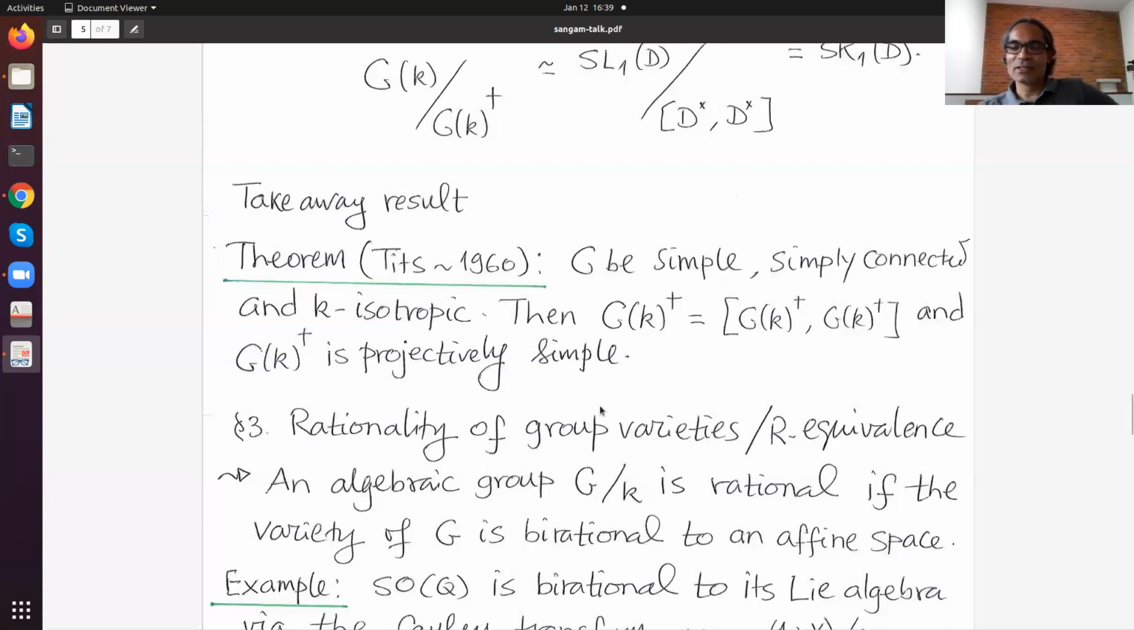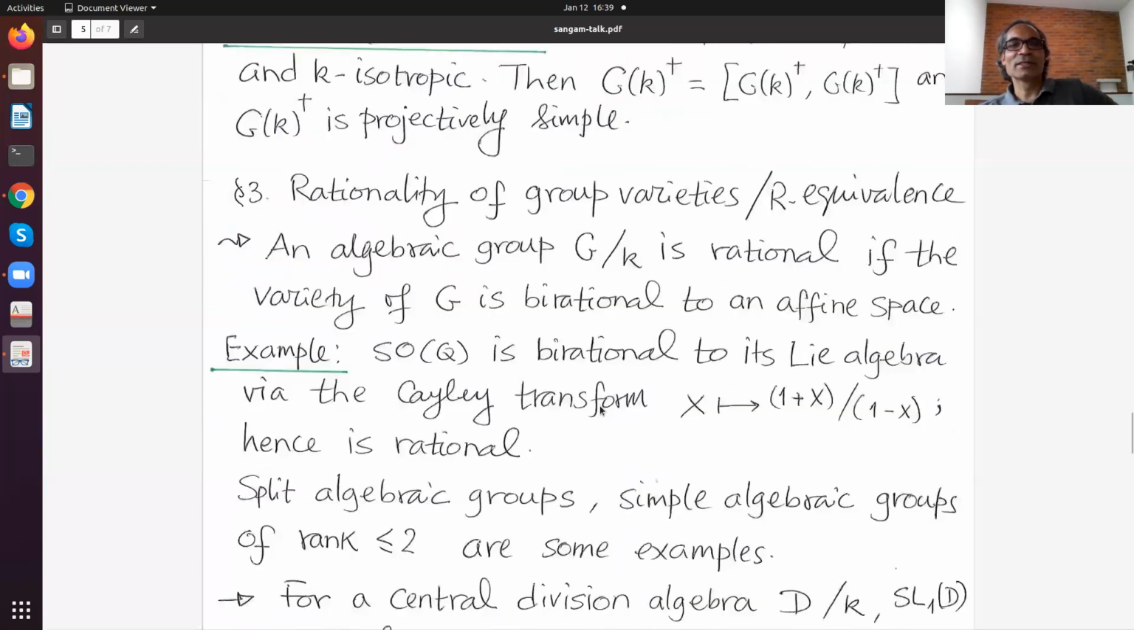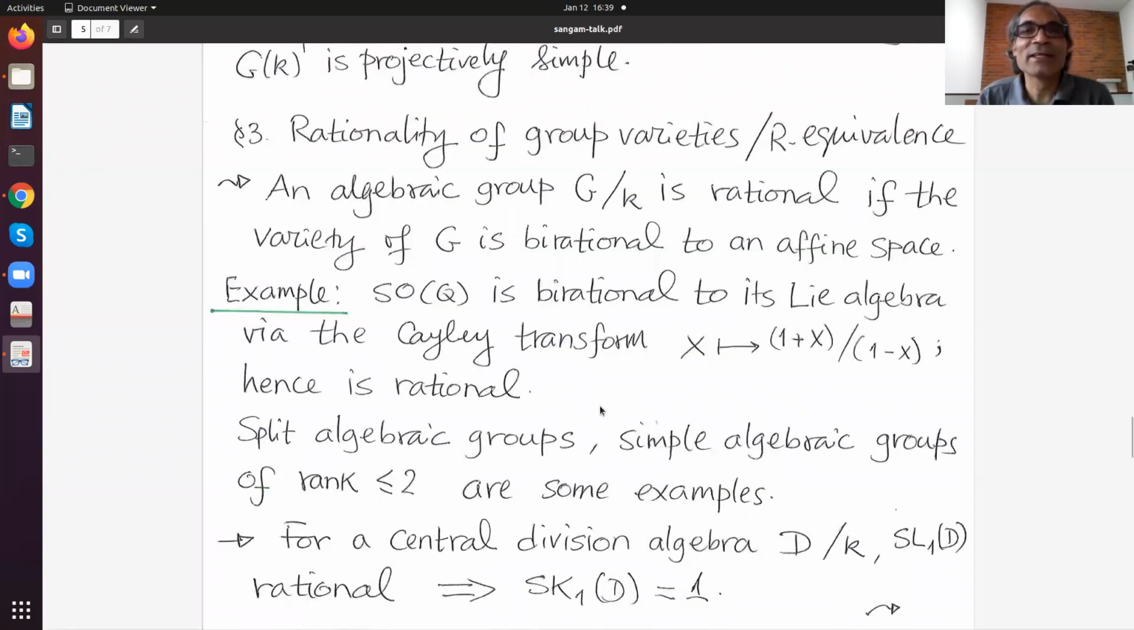So the third part of my talk is somewhat geometric in nature. We define R-equivalence in this section. Rationality is the property I have in mind. We call an algebraic group rational if its variety is like an affine space. Not exactly isomorphic to an affine space, but there are open sets here and there which are isomorphic.